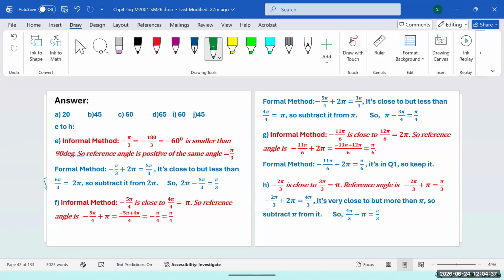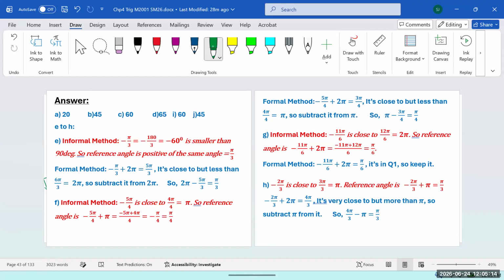Is pi over 6 less than pi over 2 or more than pi over 2? Less than pi over 2. The bigger the denominator, the smaller the number is. So pi over 2, the 2 is a small denominator, so it's a big number. Pi over 6 is a smaller number, because 6 is bigger than 2 in the denominator. So since this is already smaller than pi over 2, that's our answer. The reference angle must be less than pi over 2, or 90 degrees. If you already have an angle less than 90 degrees, that is it.